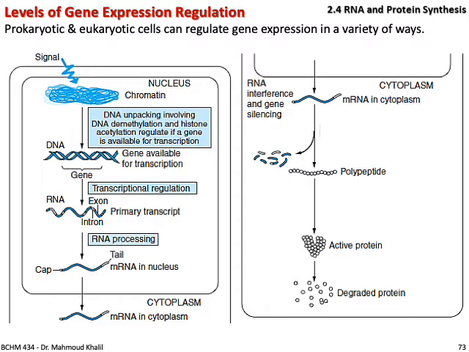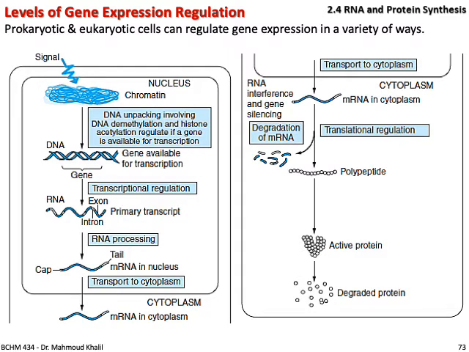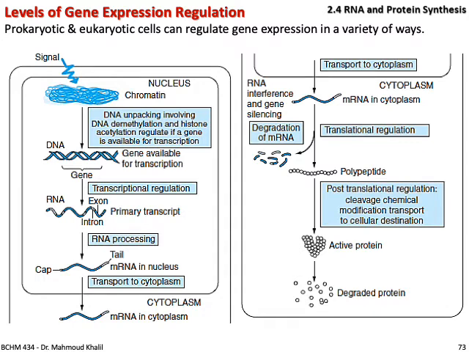The third level is RNA processing, which, as I've shown, consists of three different processes: the capping, the polyadenine tail, and the splicing and removal of introns. The next level is transport to the cytoplasm, which is a mode of regulation of gene expression as well. The next level is translational regulation and degradation of messenger RNA. This is followed, after the protein is translated, by post-translational regulation, either by chemical cleavage, modification, or transport to the cellular destination where the protein is active.